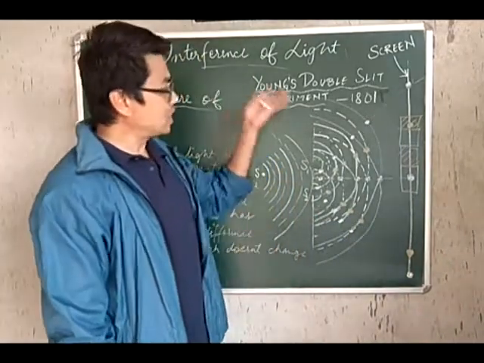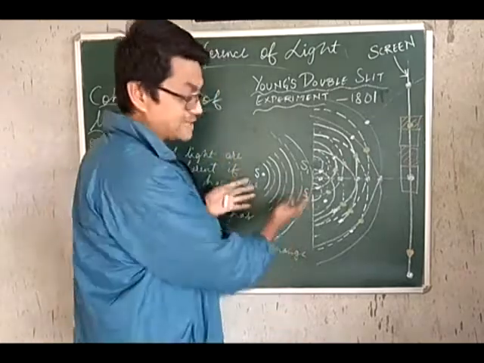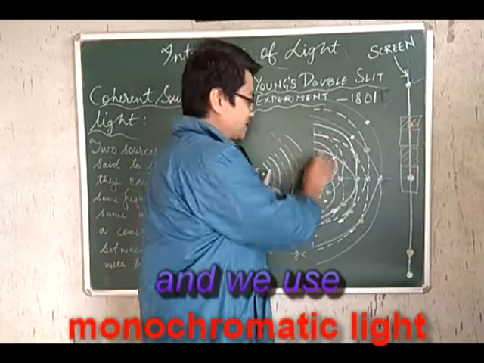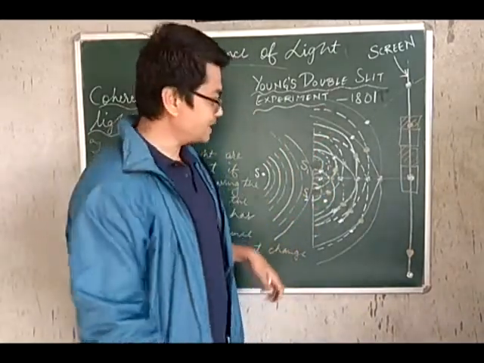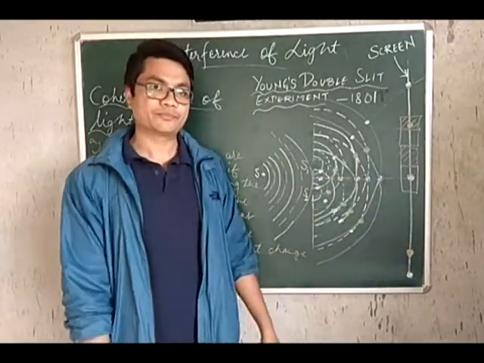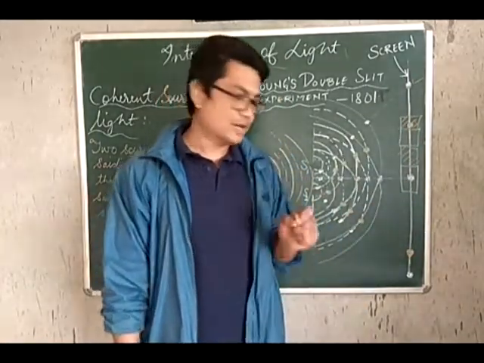So how did Thomas Young make two coherent sources? What he did is exactly this. You have a source of light, a bulb, and he placed a cardboard, made two small holes, two slits, and the waves started interfering. And thereby we get alternate bright and dark fringes.